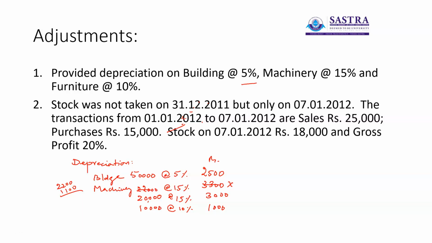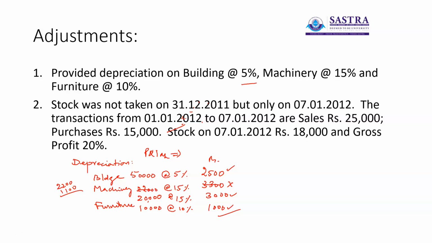So on furniture, value given as rupees 10,000, on which 10%. So the total amount of depreciation 5,500 plus 1,000. So this should be debited to P&L account as well as reduced from the respective assets while preparing balance sheet.